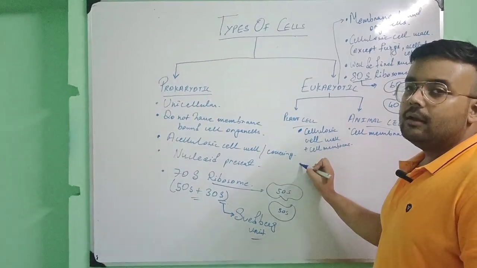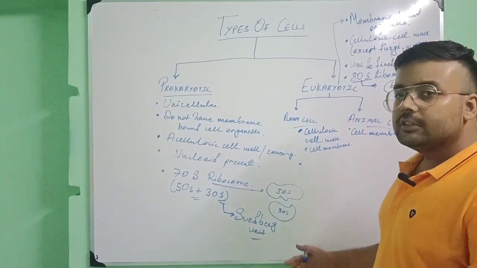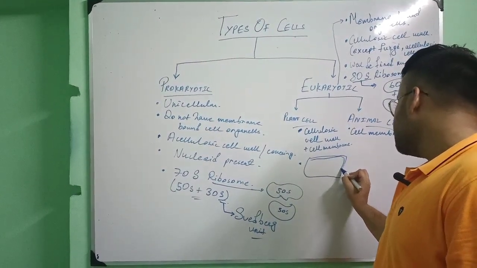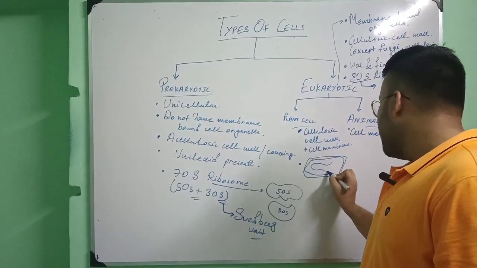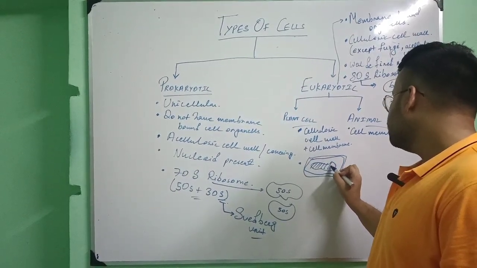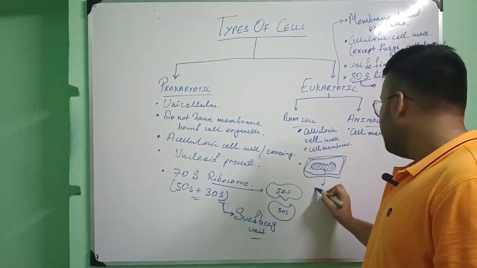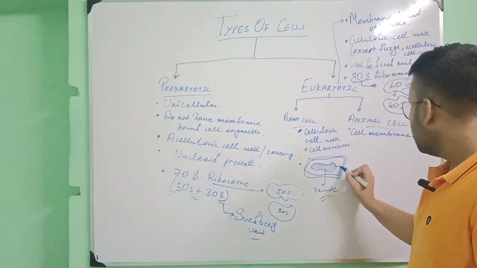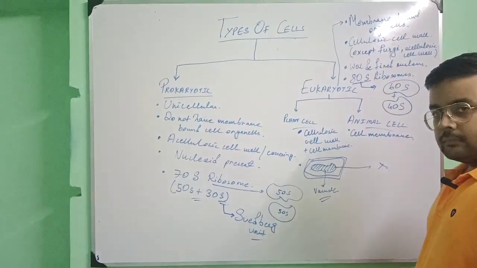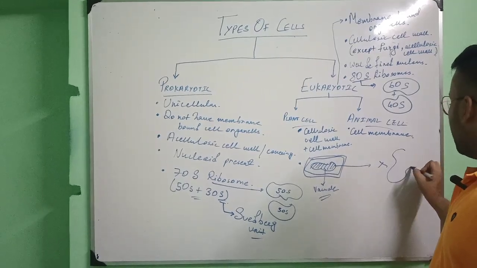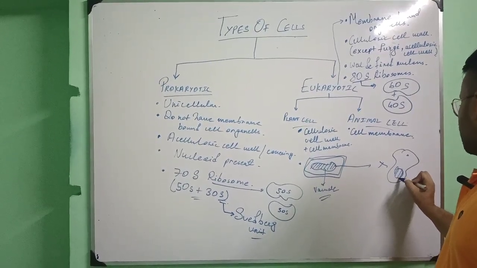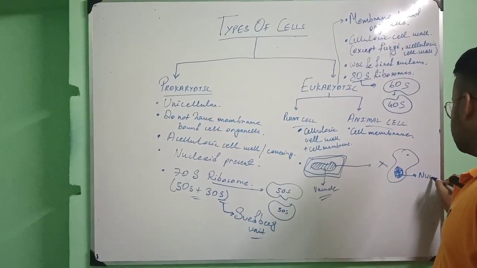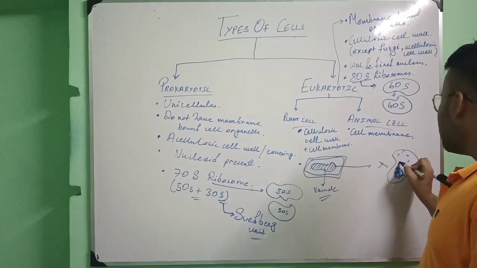If you look into a plant cell, you will find a huge central vacuole. If this is a plant cell, this is the cell wall. Here we can find a huge vacuole. This is a vacuole or a central vacuole. This thing is absent in animals. Animal cells have small, tiny vacuoles. This is the nucleus.